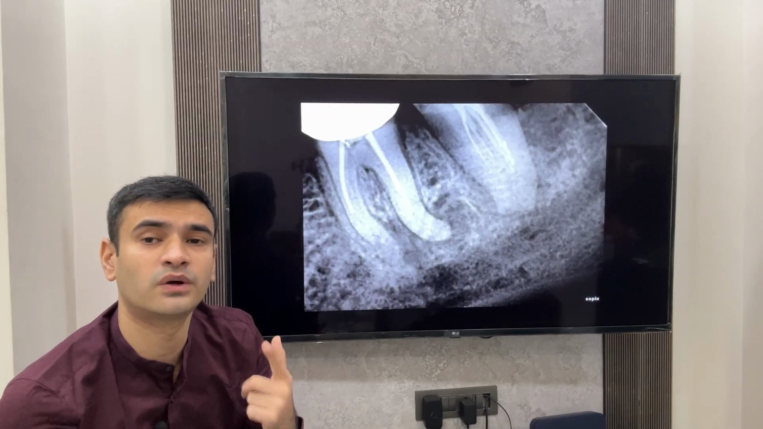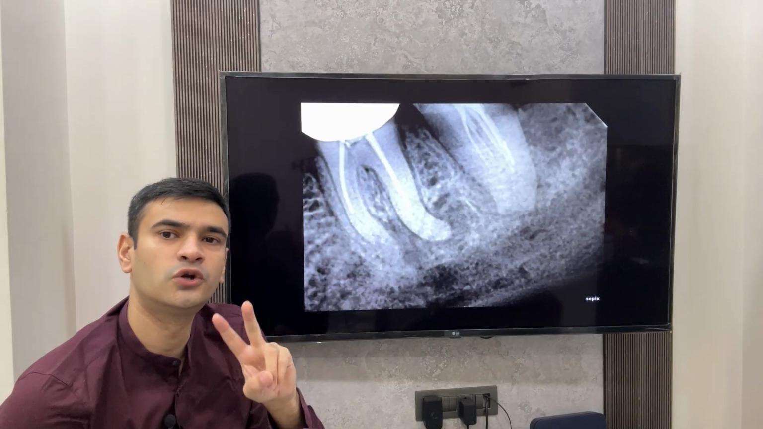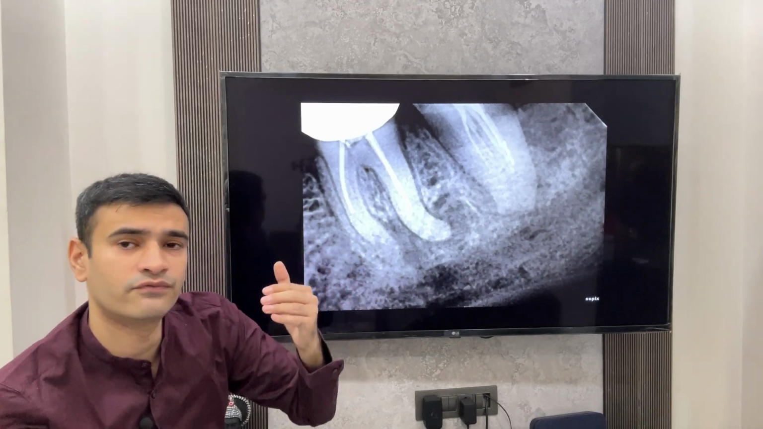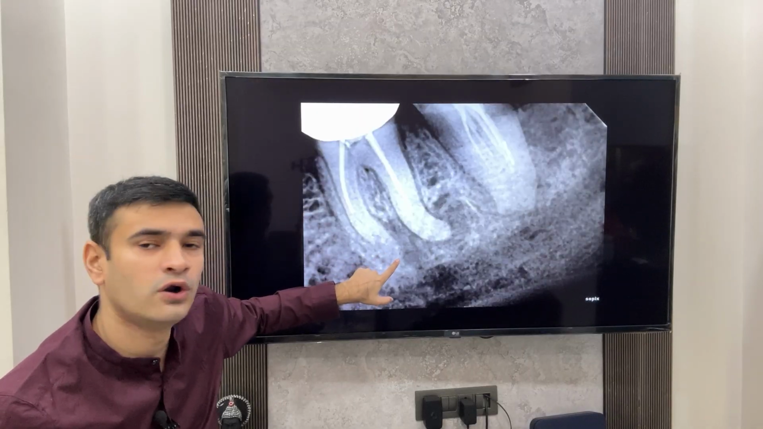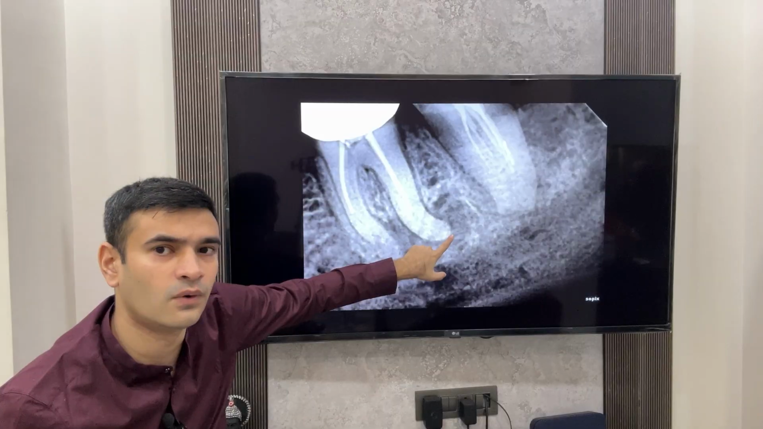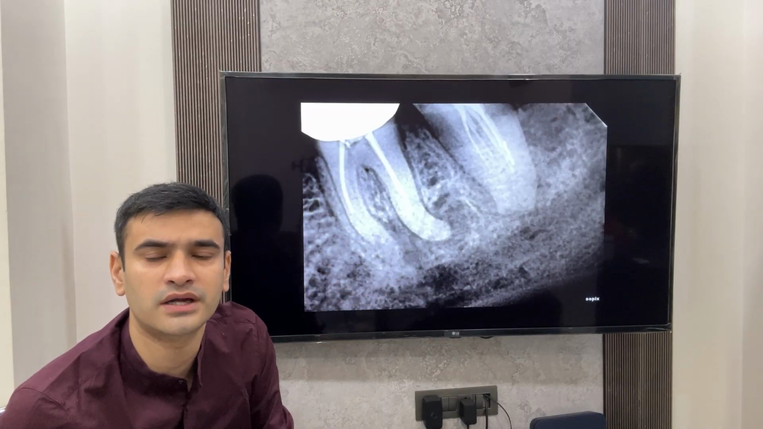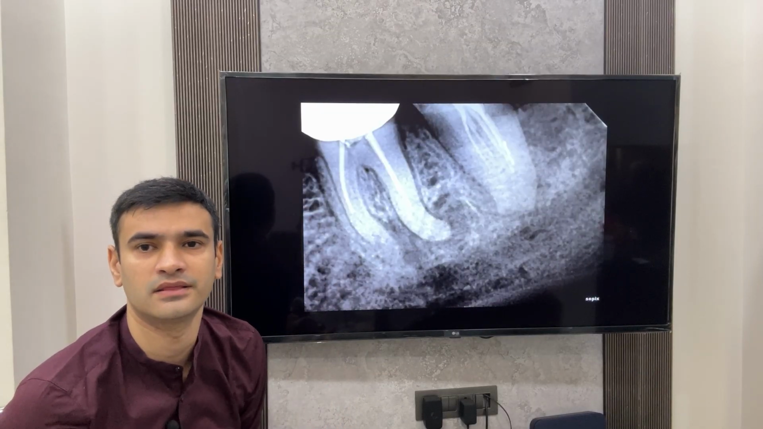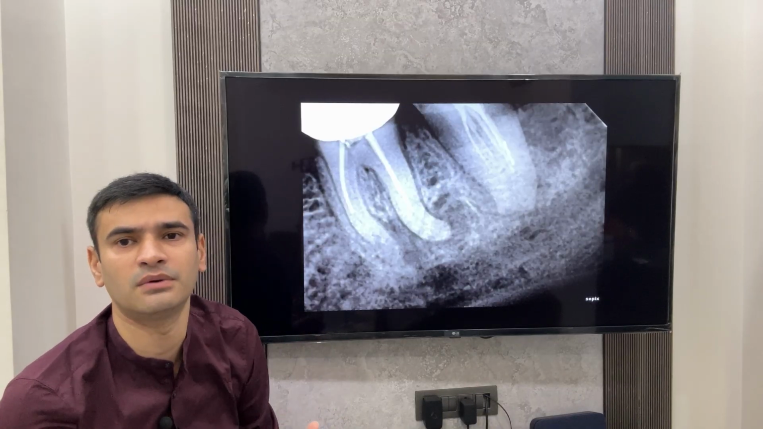Now, in some cases, suppose there are 3 canals in this tooth: 2 mesials and 1 distal canal. Suppose in my distobuccal canal I can achieve full patency, and in the distal canal I can achieve good patency till full working length. And suppose in my mesiolingual canal I could not achieve good patency, or could not go till the full working length. Then my prognosis of the tooth will definitely come a little down.